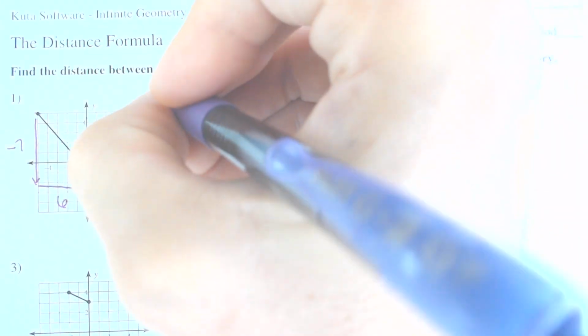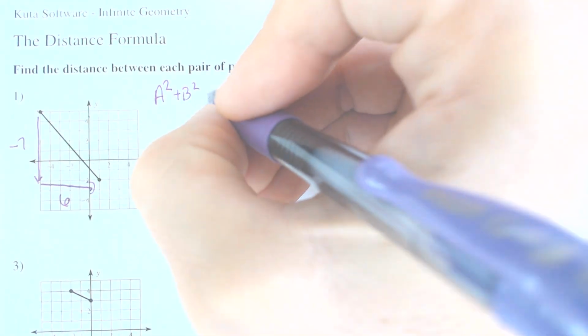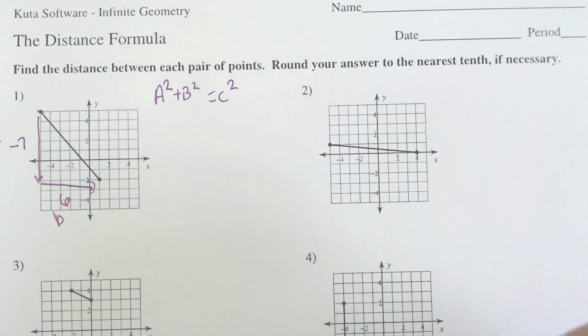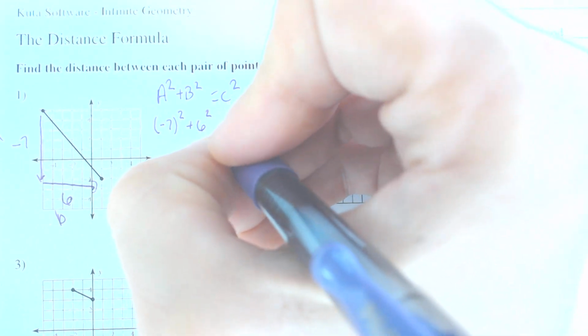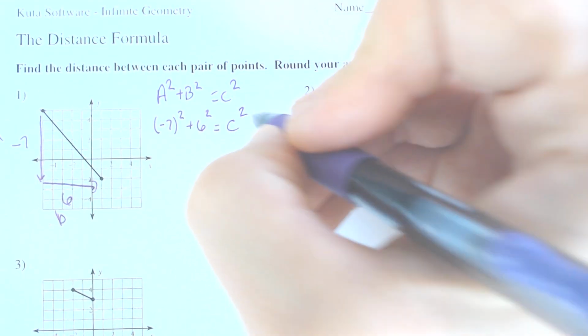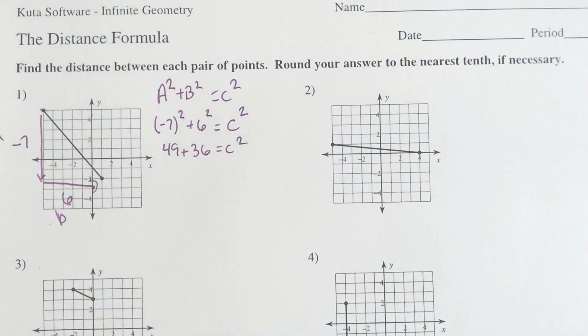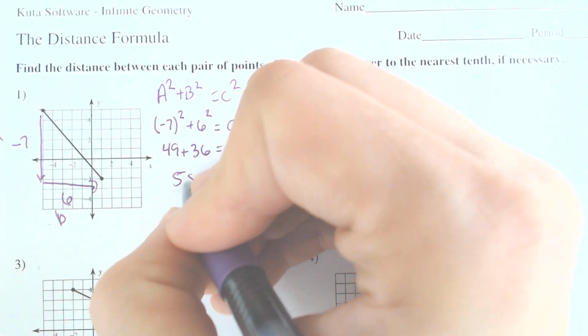And for those of you that are unaware of the Pythagorean theorem, it is a squared plus b squared equals c squared. Guess what your a and your b are? Here they are. And they're interchangeable. So if you choose to use negative 7, make sure you put it in parentheses. If you use positive 7, it won't matter. All right? So we get 49 plus 36 is equal to c squared. If you add 49 and 36, you get 85.